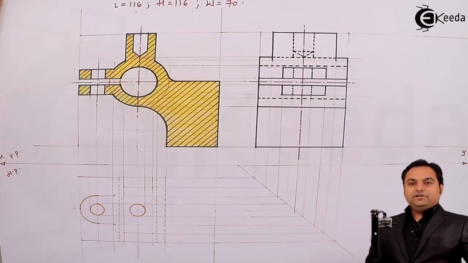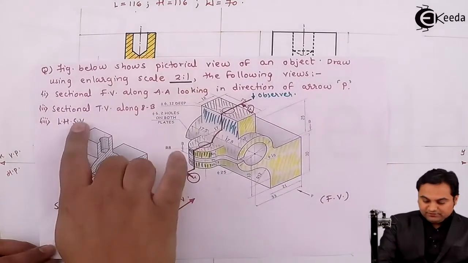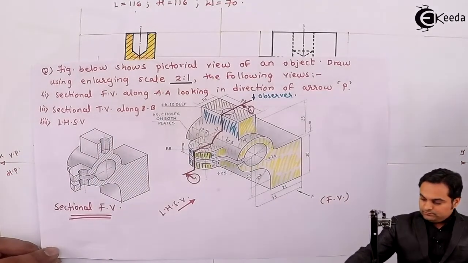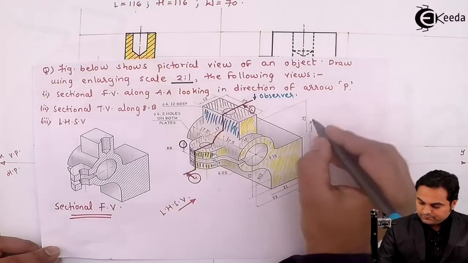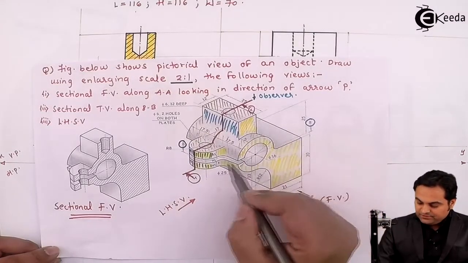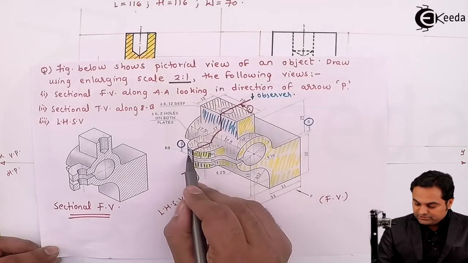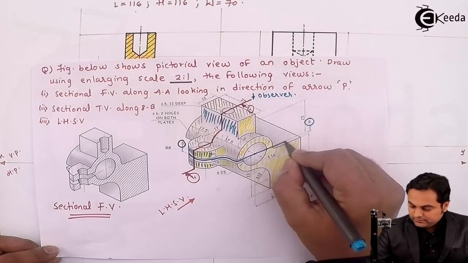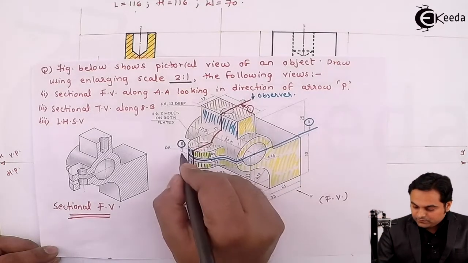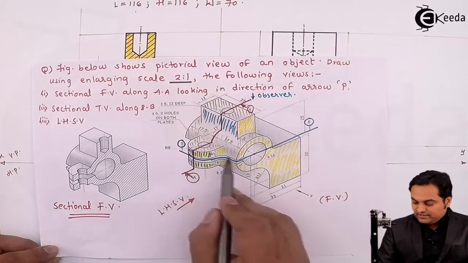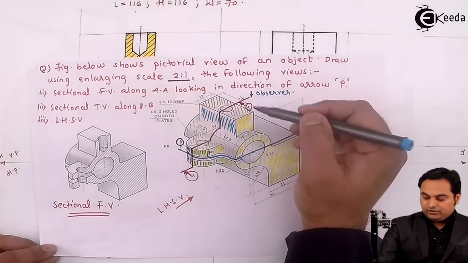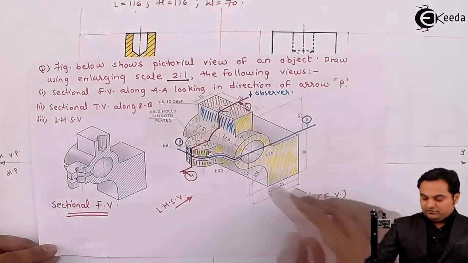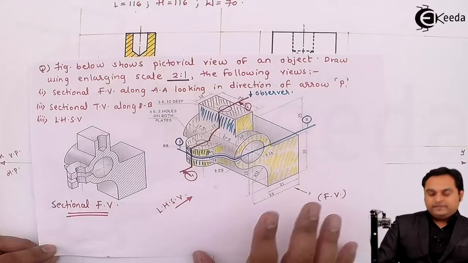Then after completing the sectional front view, here we also have to draw the sectional top view, and that is along BB. So here is the cutting plane which is passing through this gap, and about this line. So this line is going to cut the object, and when we are looking from top, the part which is in front of me has to be removed, and whatever remains, that I'm going to draw.